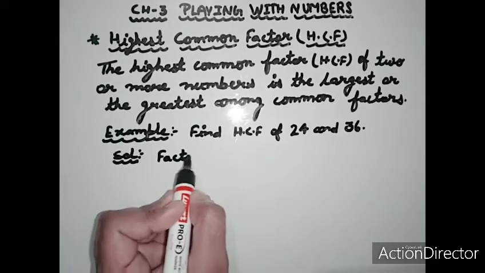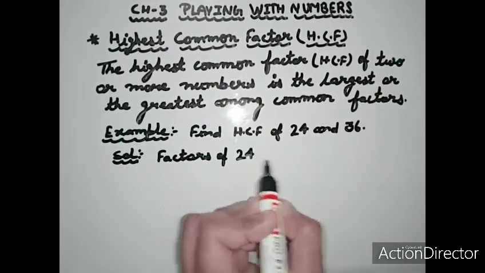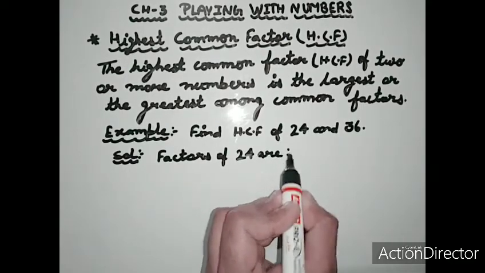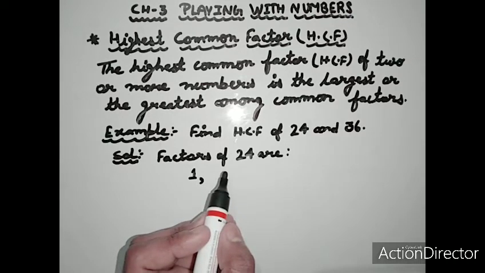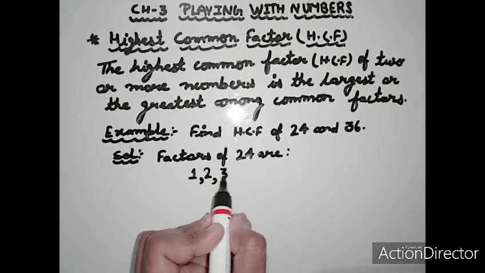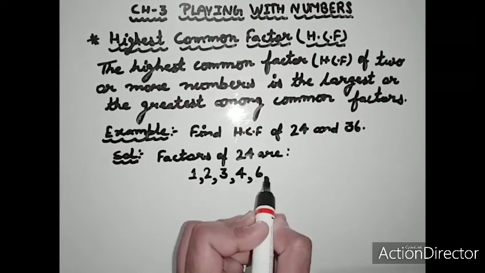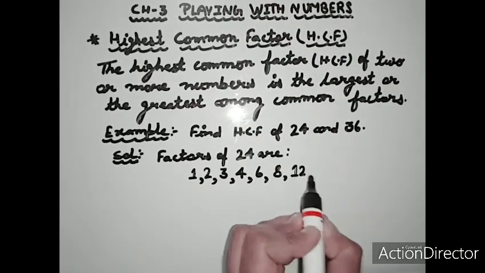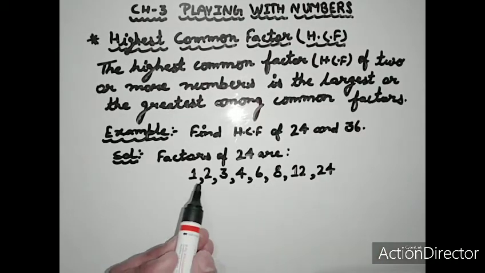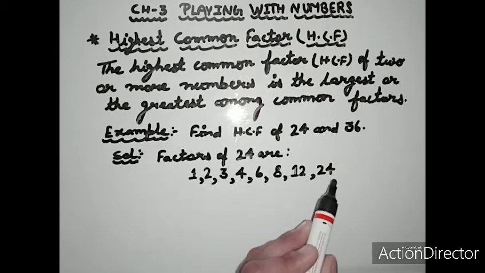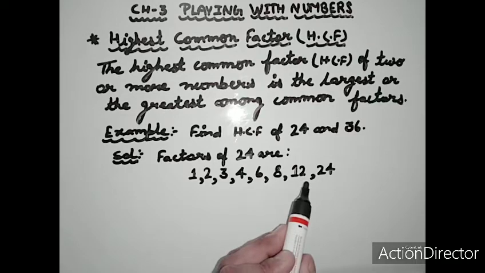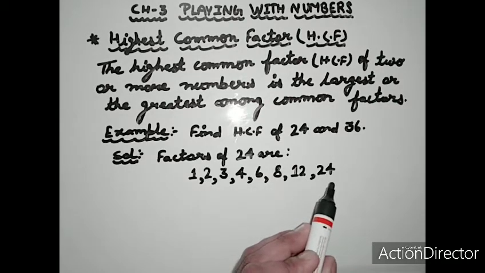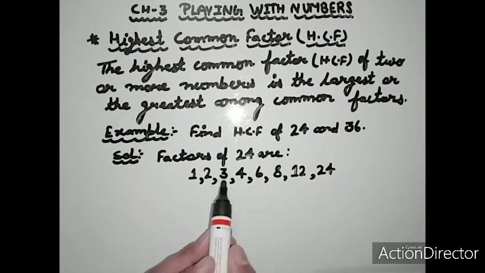Now we write factors of 24. Factors of 24 are 1, 2, 3, 4, 6, 8, 12 and 24. Why do we write these factors? Because if we multiply 1 and 24 we get 24, so 1 and 24 are factors of 24. Then 2 twelves are 24, so 2 multiplied by 12 gives 24. Then 3 multiplied by 8, 3 eights are 24, and 4 sixes are 24. So these are the factors of 24.